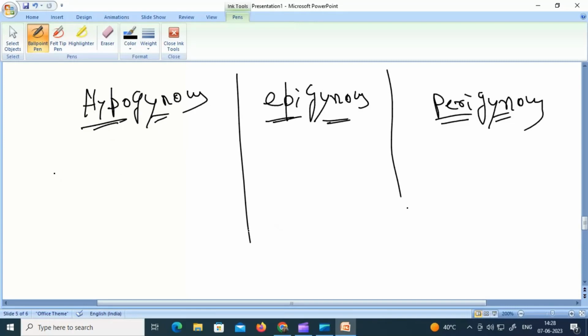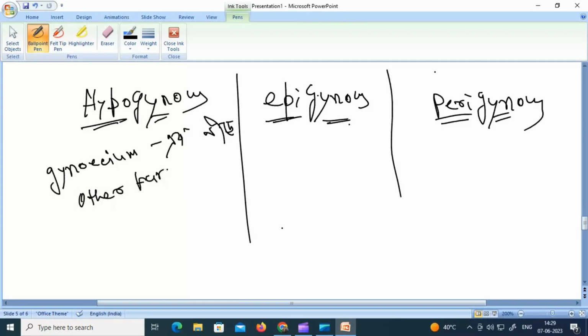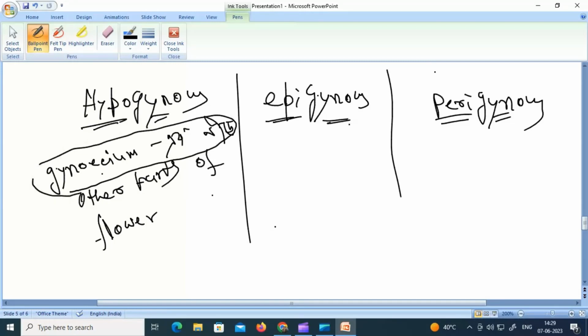Hypogynous, for Bengali students to remember, means gynoecium er niche, that is, the other parts are below. So what is the definition given? In the hypogynous flower, the gynoecium occupies the highest position while the other parts are situated below. Hypo means down, but don't think that hypogynous means the gynoecium is down. It is the opposite. Gynoecium er niche means the gynoecium will be in the higher position and the other parts in the lower position.